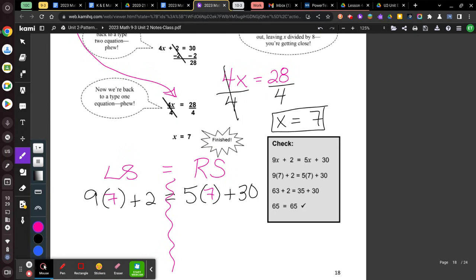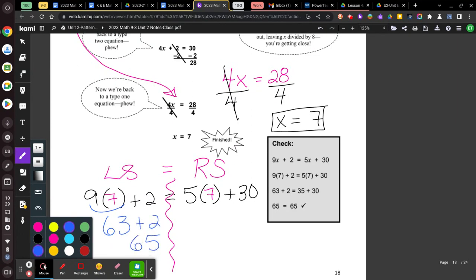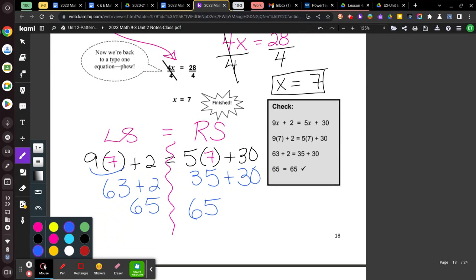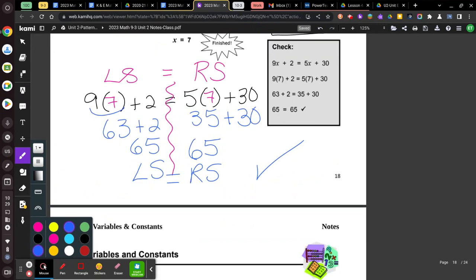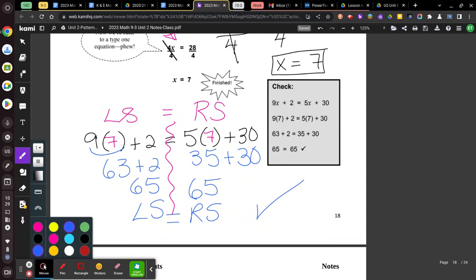Now I have to do BEDMAS on each side. So that means I solve it. I'm going to solve this. That gives me 63 plus 2, which is 65. So I want to get a 65 on the other side. This gives me 35 plus 30, which gives me 65. My left side equals my right side, so we did it correctly. Okay. All right. This concludes 2 and 3 step equations.